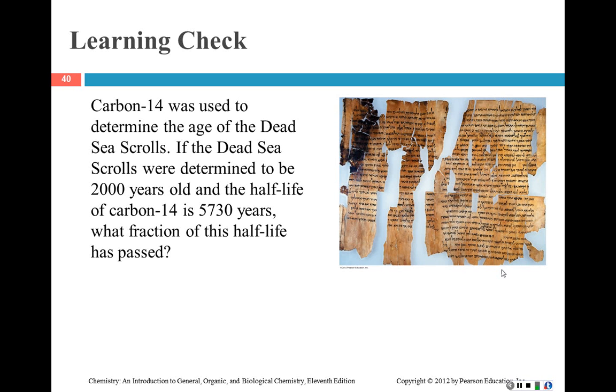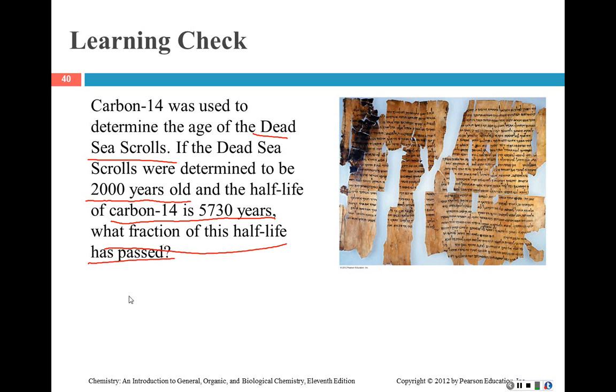All right, so here's a learning check, and in this one we're using carbon-14. If you see any of those shows where they're trying to find Holy Land stuff or prove something, Noah's Ark or whatever, they use carbon-14 a lot of times, or they used to. They did use it when they were trying to determine the age of the Dead Sea Scrolls when they were first discovered. They determined that they were 2,000 years old, and the half-life of carbon-14 is 5730 years. What fraction of the half-life has passed?